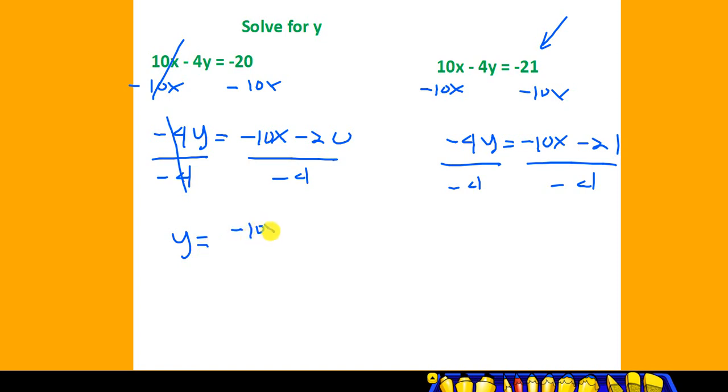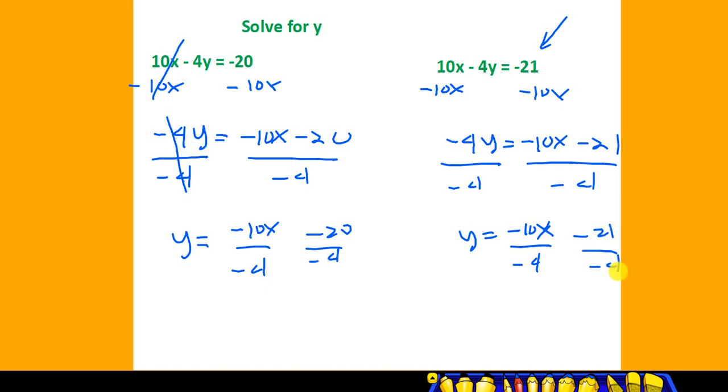So now I'm going to try to simplify this further. How? I will separate my numerator, divide by your denominator, okay? Same thing here. I'll try to simplify this. Okay, question. Can I simplify negative 10 over negative 4? Yes, we can divide both top and bottom by 2.